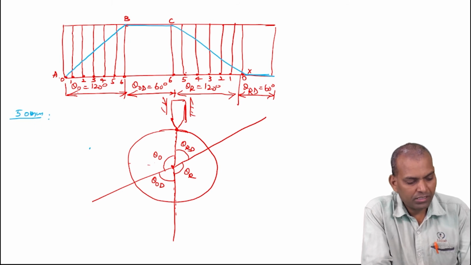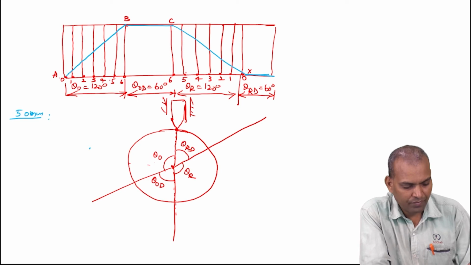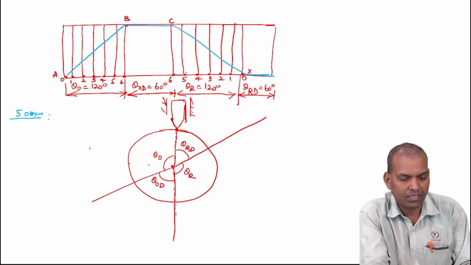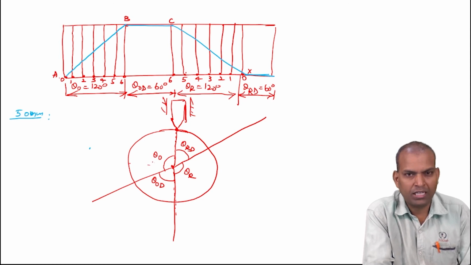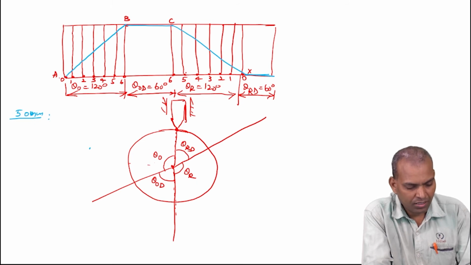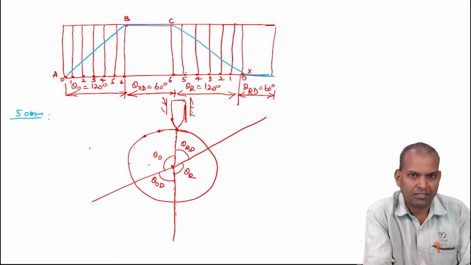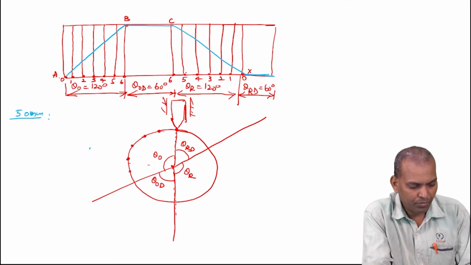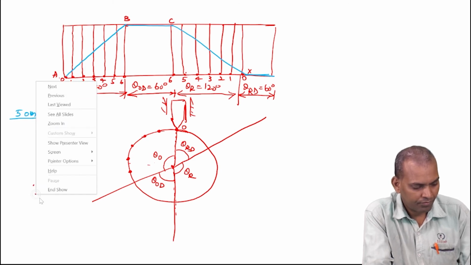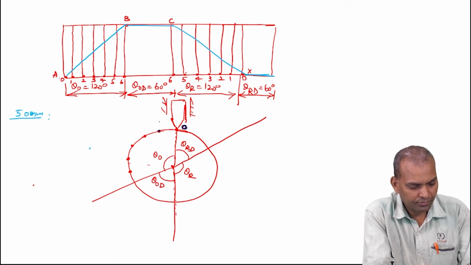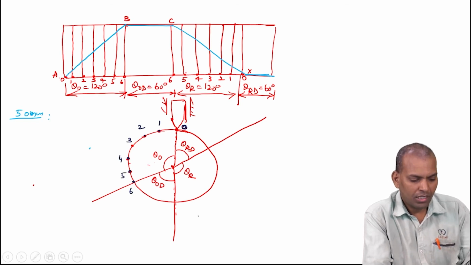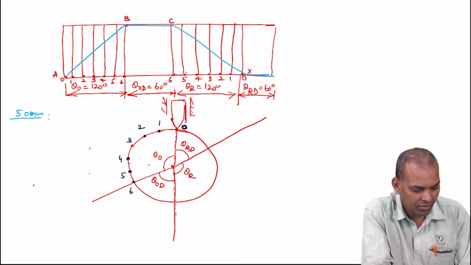Now what to do? We have already divided the outward stroke into 6 parts. The same we have to do on the base circle of the cam: divide the outward stroke portion, that is 120 degrees, into 6 equal parts. That is 120 degrees by 6, so each is 20 degrees. Divide this 120 degrees into equal angular divisions of 20 degrees. This is 0, next is 1, 2, 3, 4, 5, and 6.